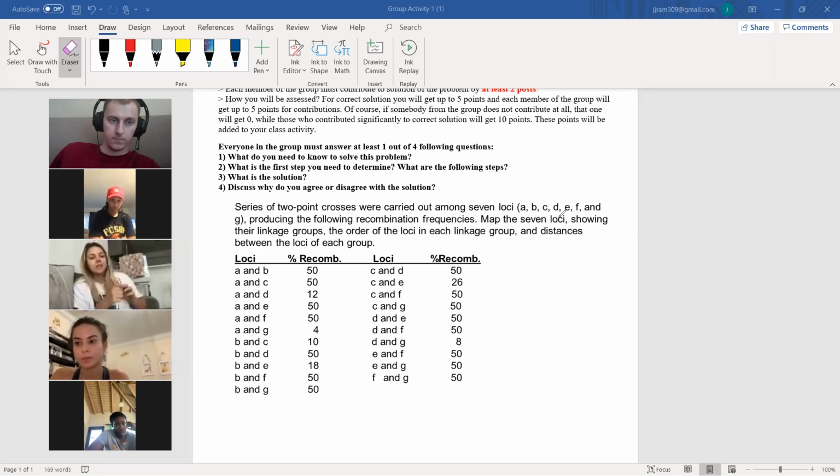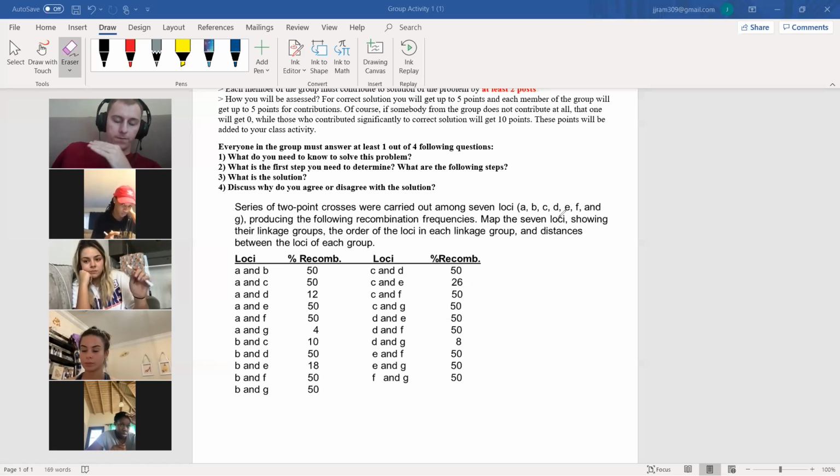Me, Amanda. Number 1 says, what do you need to know to solve this problem? Based on looking at it, you have to know that if it's 50% recombination, it's going to assort independently, and if it's less than 50%, it's going to be linkage. To solve the linkage groups, you have to look at each individual one, and for right now, ignore all of the 50%. They're not linked, they're not relevant to the problem. We're just trying to find out whatever groups are linked, right? Yes. So how would we find the first step to that?